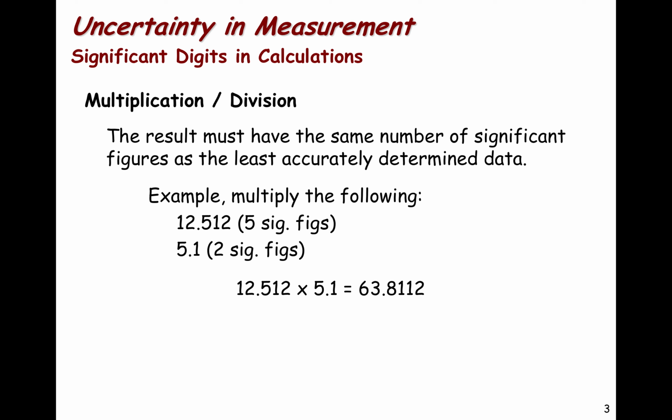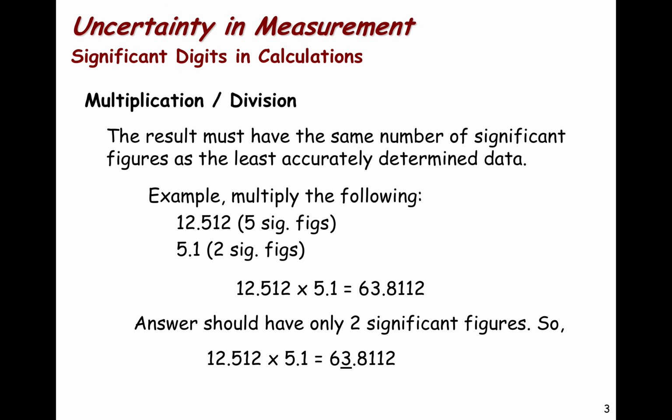And we have to be smarter than the calculator. Since the 5.1 only had 2 significant digits, the answer can only have 2 significant digits. So therefore, the answer will have the estimated value in the ones place, which is the 3. We also see that the digit just to the right of that is greater than 5, so we have to follow the rounding rules. And so in this particular case, the reported answer will be 64 with 2 significant digits.